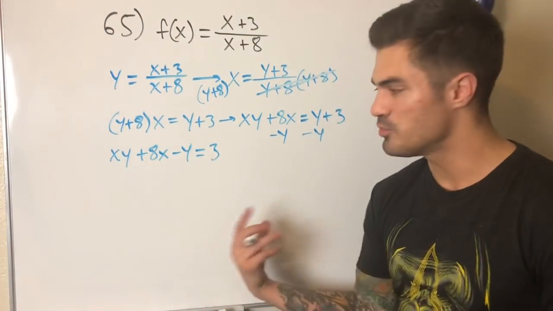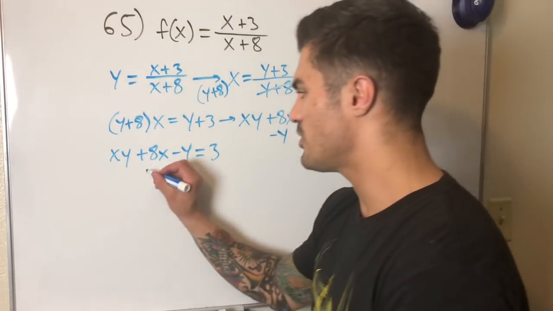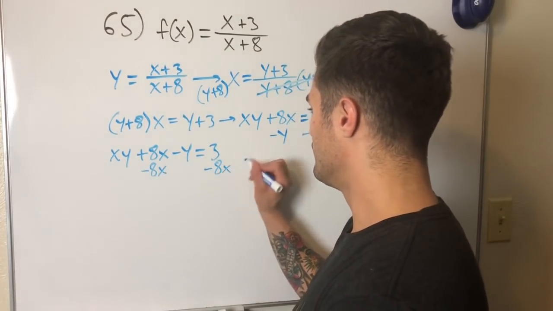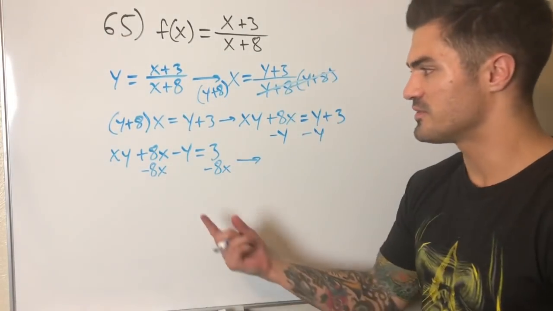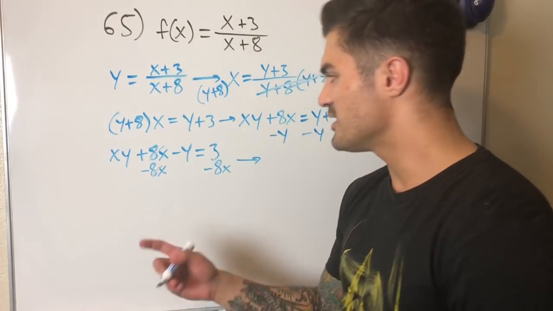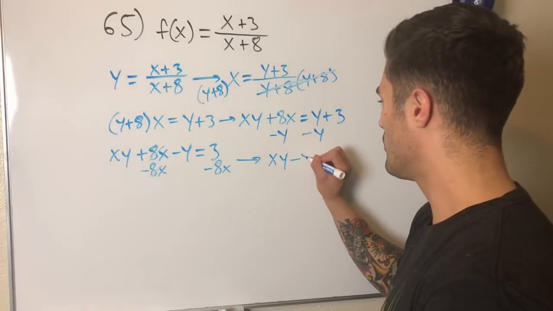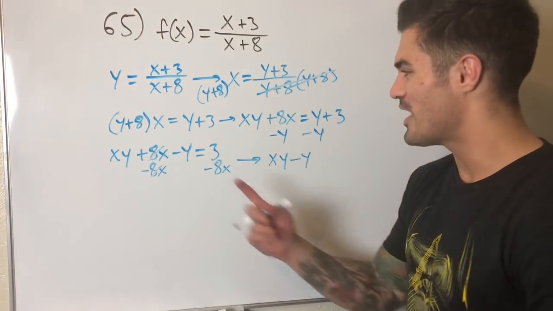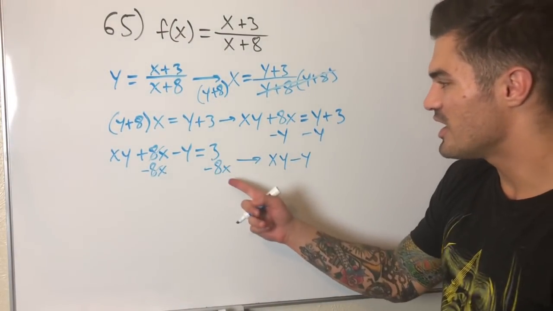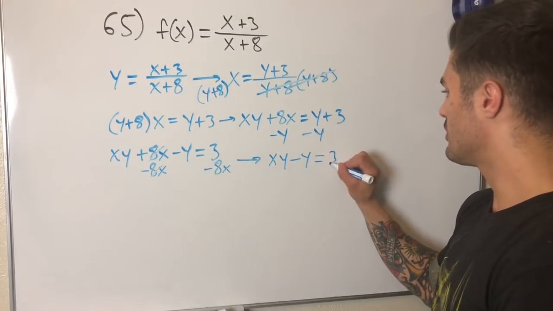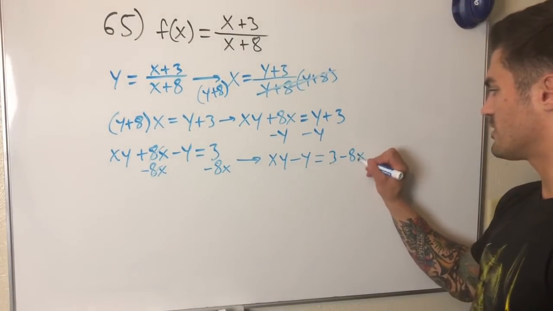So now I'm going to subtract 8x from both sides. I probably could have done both of those in one step. You probably could have done that, that's fine. So my 8x is canceled there. I have xy minus y equals negative 8x plus 3, or 3 minus 8x, either way. So equals 3 minus 8x, okay?